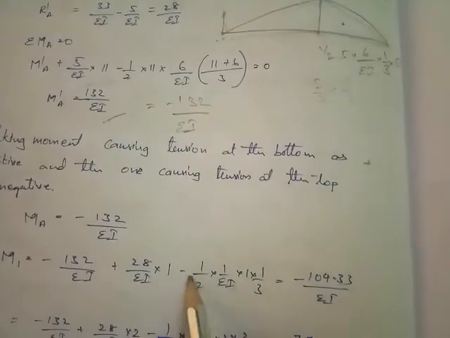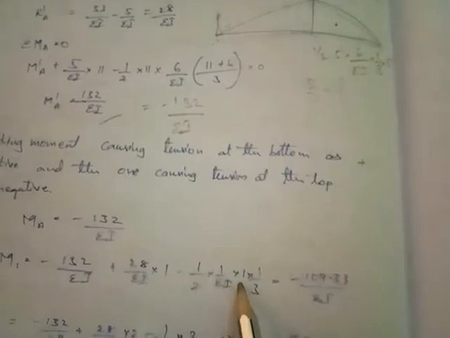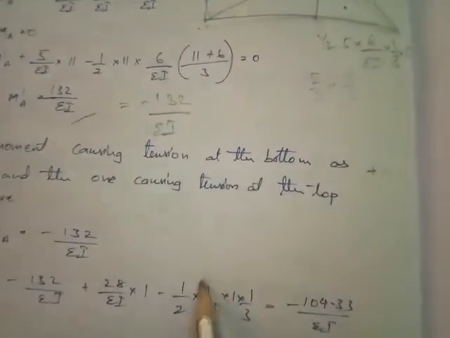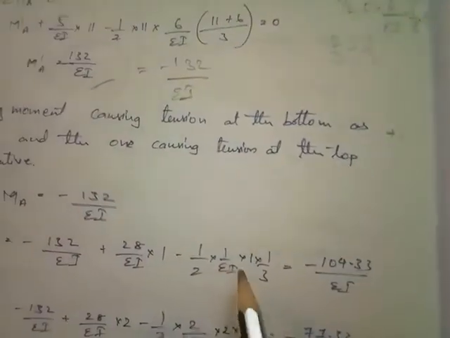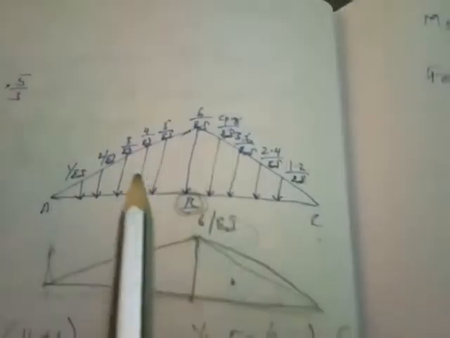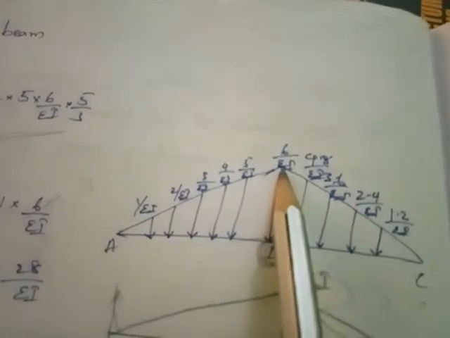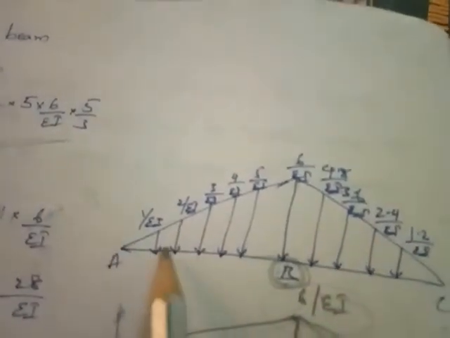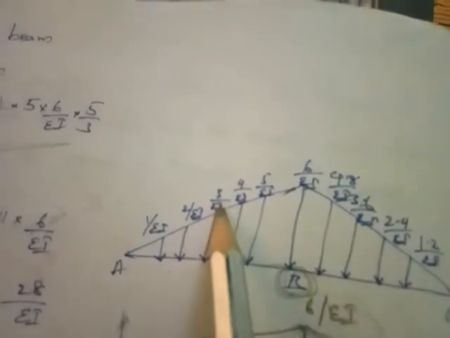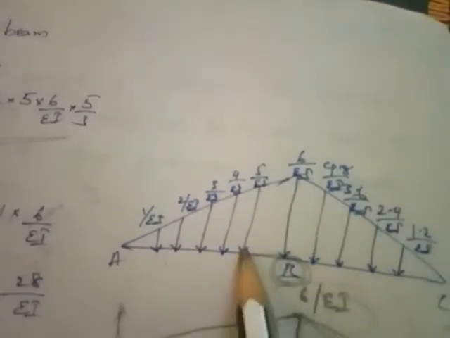Reaction RA into 1 minus 1 by 2 into 1 by A, as we have applied 1 kilonewton of load about this ordinate. So here 6 by EA is the maximum load which is applied. At ordinate 1 it is 1 by A, at ordinate 2 it is 2 by A, at ordinate 3, 3 by A, 4 by A, 5 by A.